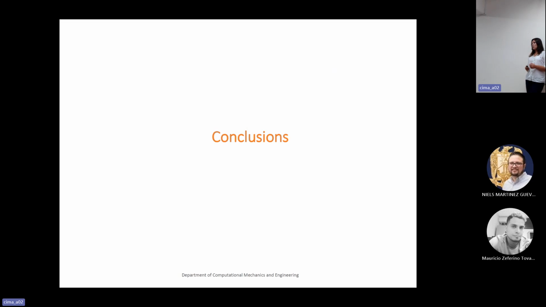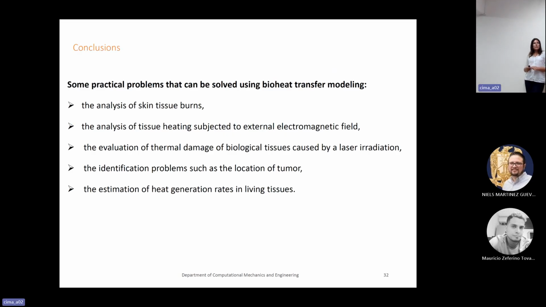And in the end, some general conclusions. Some practical problems that can be solved using bioheat transfer modeling: the analysis of skin tissue burns, the analysis of tissue heating subjected to external electromagnetic field, the evaluation of thermal damage of biological tissues caused by laser irradiation, the identification problems such as the location of tumor, the estimation of degeneration rates in living tissues. And as it comes to the tumor and oncology, more tasks can be created to solve.